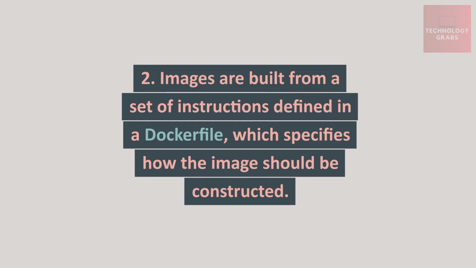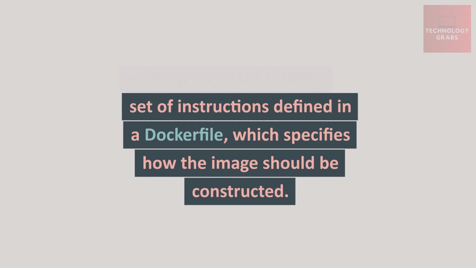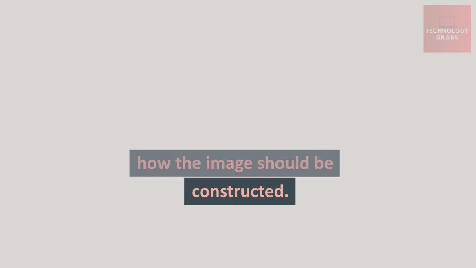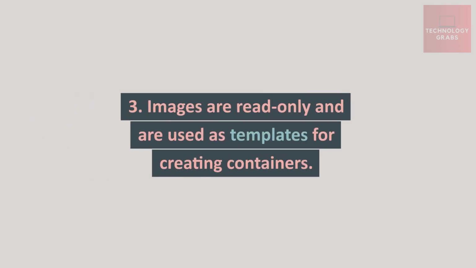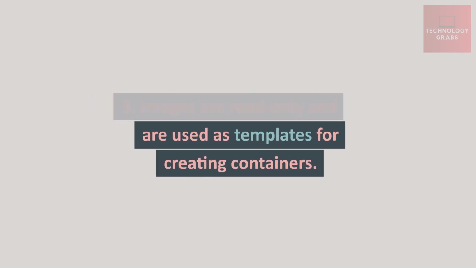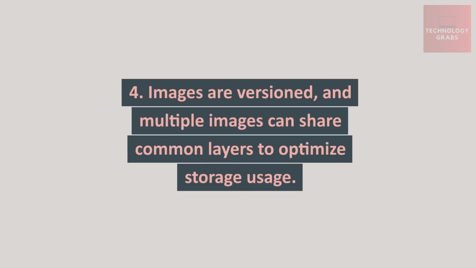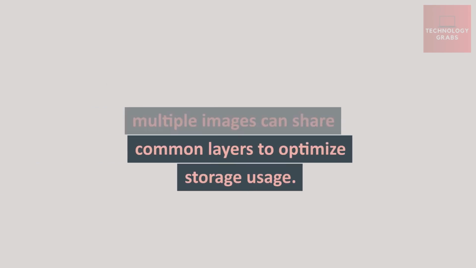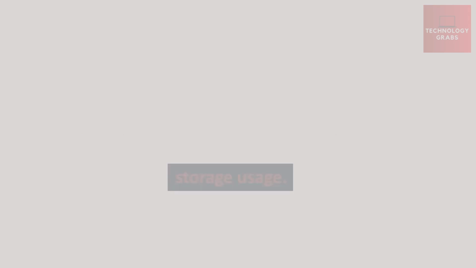2. Images are built from a set of instructions defined in a Dockerfile, which specifies how the image should be constructed. 3. Images are read-only and are used as templates for creating containers. 4. Images are versioned, and multiple images can share common layers to optimize storage usage.